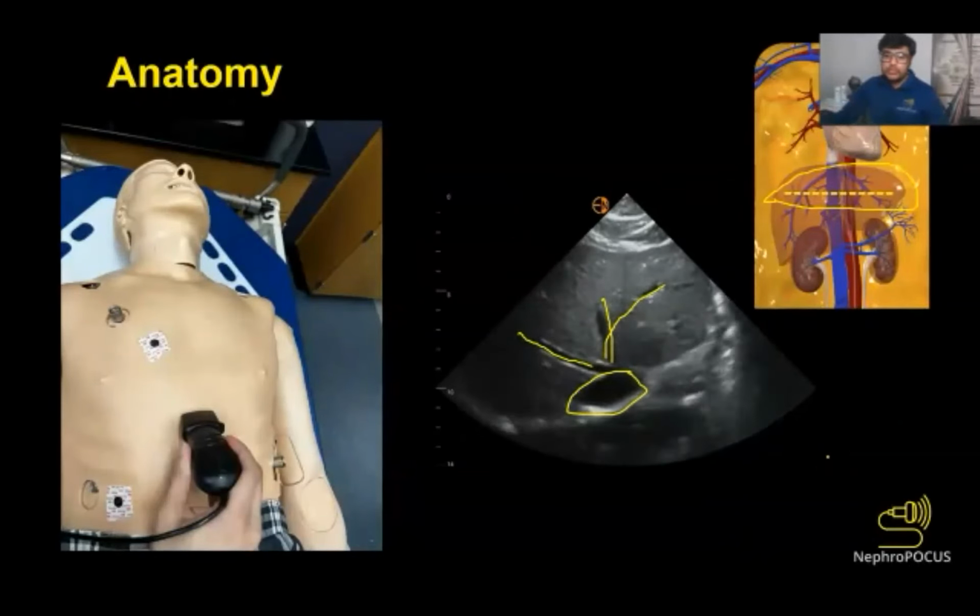So the goal is to find a longer segment of the hepatic vein so that you are able to get the waveform even if the patient is not able to control the respiration. Or if you are doing this in an outpatient setting, you can ask the patient to hold their breath in expiration and you should get a good image.